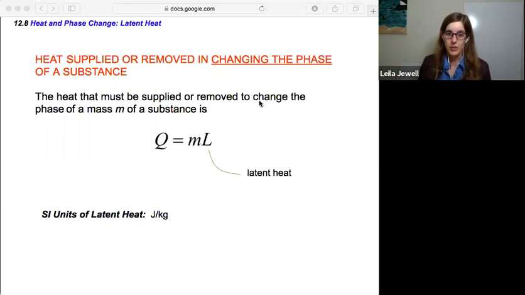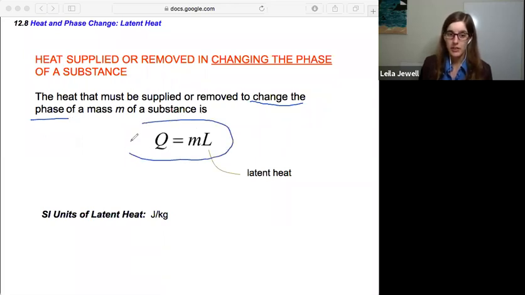So in order to change the phase of a substance, the heat that's necessary, Q, is given by m times L. So m is the mass of the substance. That depends on the substance itself. L is the latent heat. So this is like our specific heat capacity, but it has to do with the phase change. And it'll be specific to both the material and the type of phase change we have going on here.